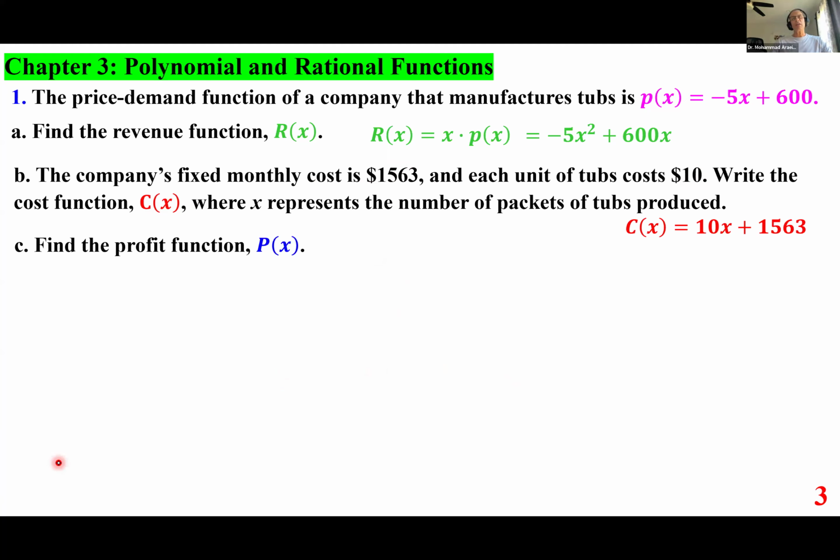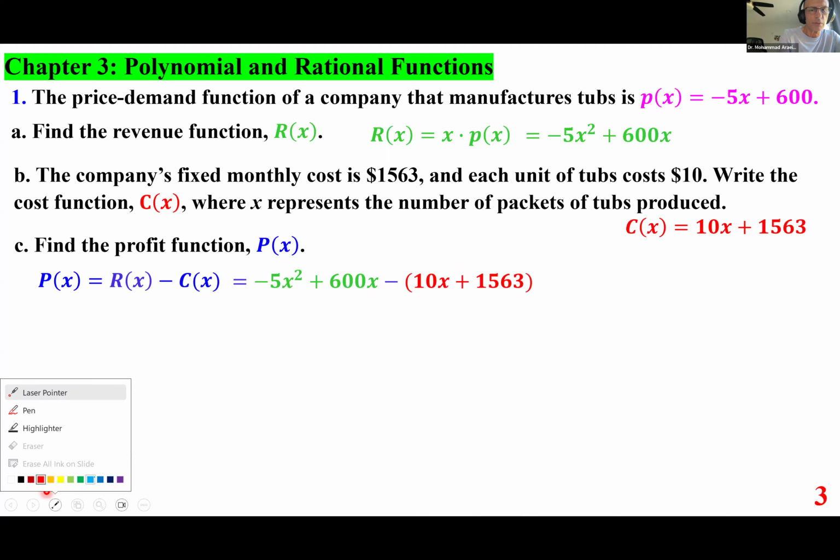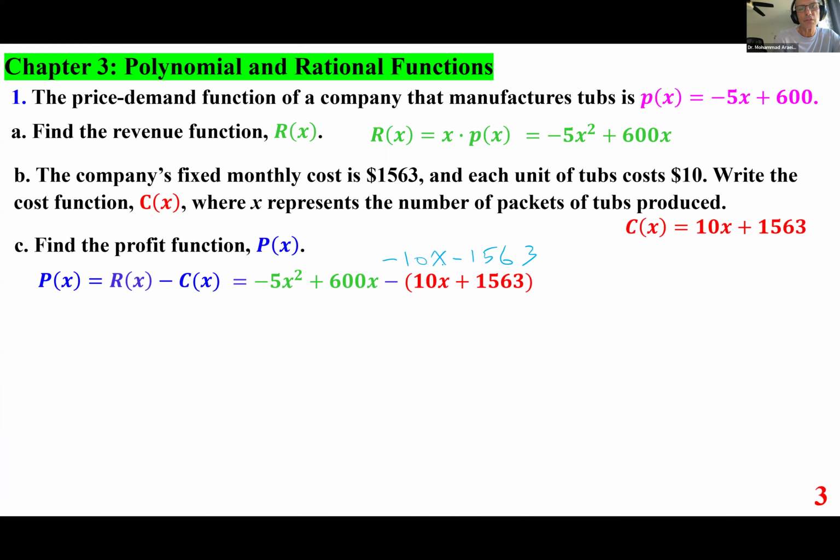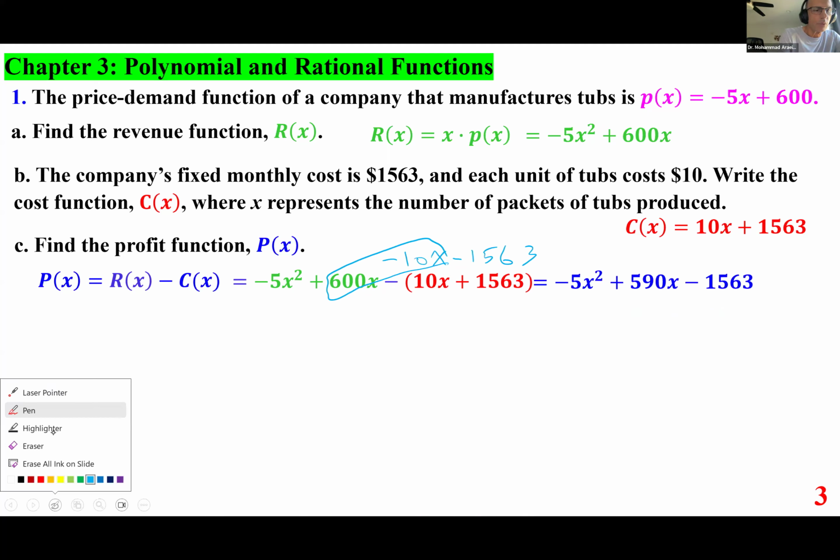The profit function. Profit, by definition, is the difference between revenue and cost. So simply subtract the cost from revenue, which means you're going to write the revenue function, minus 5x squared plus 600x, minus, going to distribute, and we get minus 10x minus 1,563. These two are like terms, and when we put everything together, we end up with the profit function equal to minus 5x squared plus 590x minus 1,563.